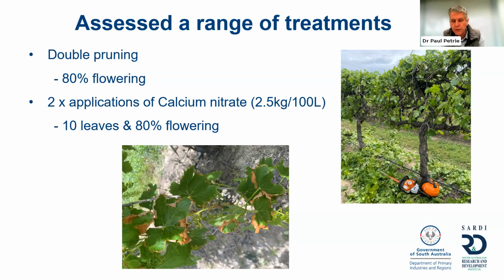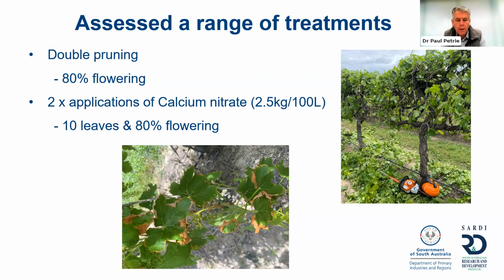The first one I'm going to talk about is double pruning, or a second pruning. This was imposed at about 80% flowering. If you're familiar with a machine pruned canopy, the cutter bar will go through and trim the canopy back into effectively a box shape. When I came back and did the second lot of trimming with the hedge trimmer that you can see there, I basically followed the same boundaries of the box that had been pruned during winter pruning.